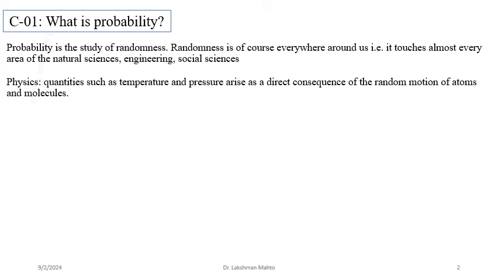If you take physics, in physics, quantities are very much common. Like if you talk about temperature, pressure, all these are what? These originate from the random motion of molecules in a substance. What is the origin of temperature, pressure? All these are due to the random motion of molecules in the substance. So randomness is already there. So it originates from randomness.